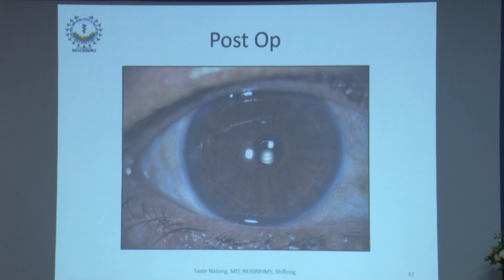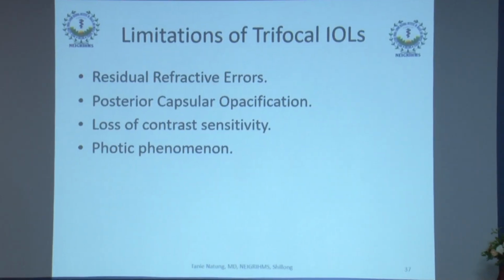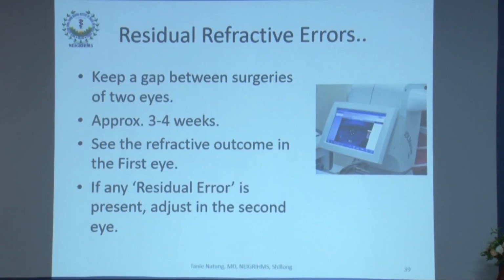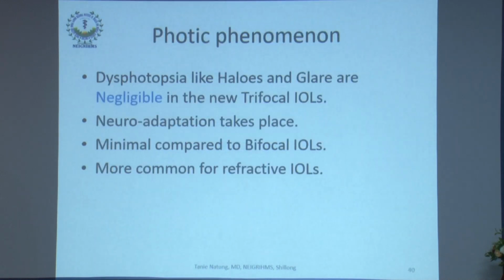Then post-op, we make sure that the IOL is well centered, even in dilated positions. So there are certain limitations, like residual refractive errors. In such cases we keep a gap between surgeries of 2 eyes of approximately 3 to 4 weeks and see the refractive outcome in the first eye, and if any residual error is there, we can adjust in the second eye.